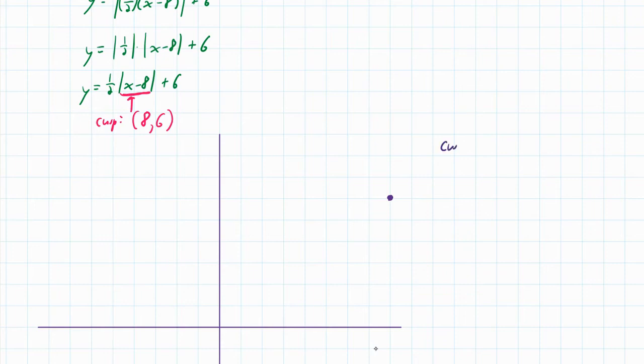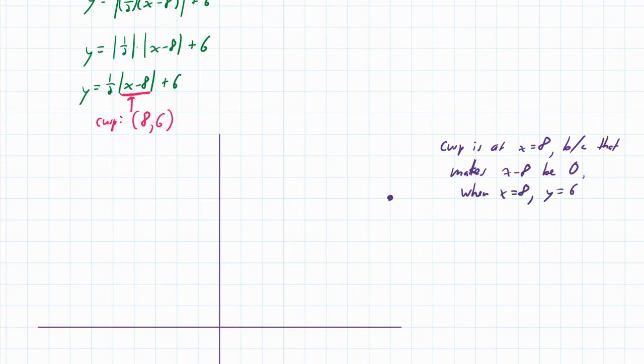The cusp is at x equals 8 because that makes x minus 8, which is the thing inside the absolute value, be 0. Then I also figure out that when x does equal 8, y equals 6. So therefore there is a cusp at 8, 6.